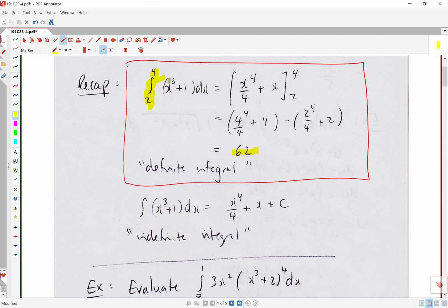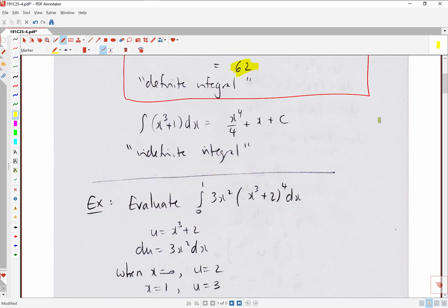So the way we go about computing this is we find an antiderivative for our function. So for our function, x cubed plus 1, our antiderivative would be x to the fourth over 4 plus x. You don't need the plus c when you're calculating a definite integral, but you do evaluate your antiderivative at the top number and then at the bottom number, and you just subtract those two to give your final answer for the value of the definite integral.